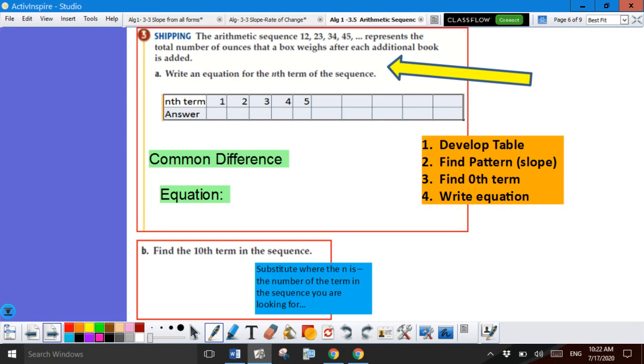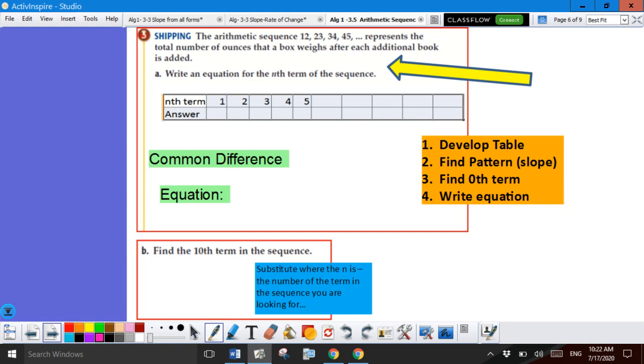All right, so let's take a look at one of these problems in context. So it says that the arithmetic sequence 12, 23, 34, 45 represents the total number of ounces that a box weighs after each additional book is added. So they're shipping math books, let's say, okay? So the first thing that we're going to do is write the equation. And to be able to write the equation, we have to make a table, okay?